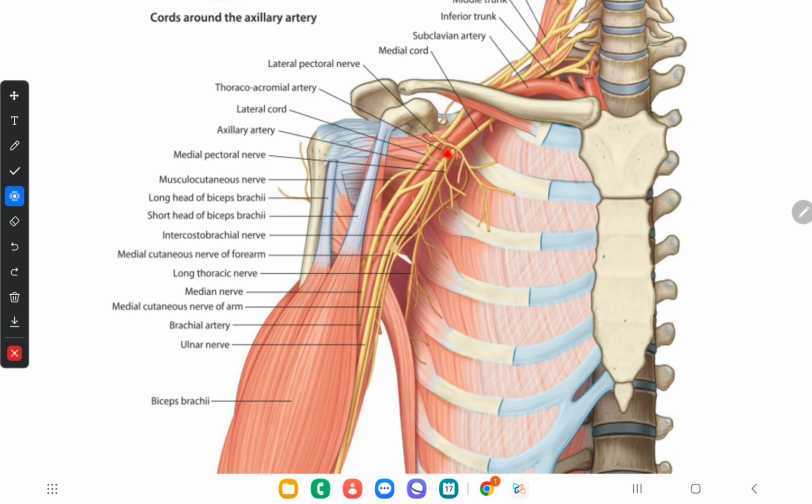Therefore the radial nerve in the axillary region is behind the axillary artery. Here the most important relation: it is behind the axillary artery and it is anterior to the subscapularis muscle. Here you have the subscapularis muscle. It is anterior to the subscapularis muscle and behind the axillary artery in the axillary region. The radial nerve is the largest branch of the brachial plexus. You have to remember that as well.